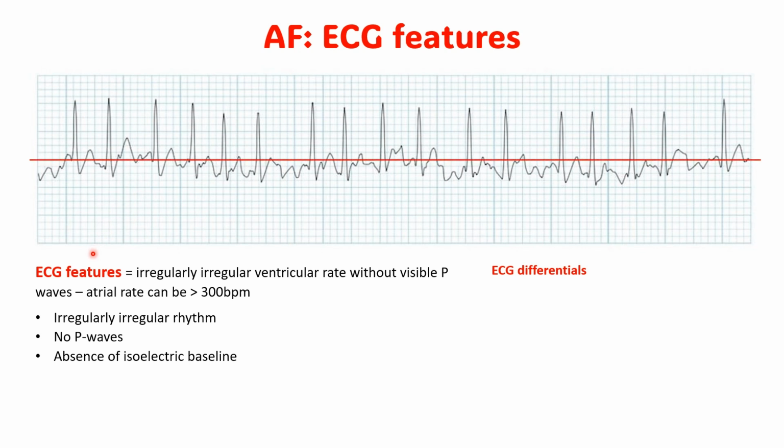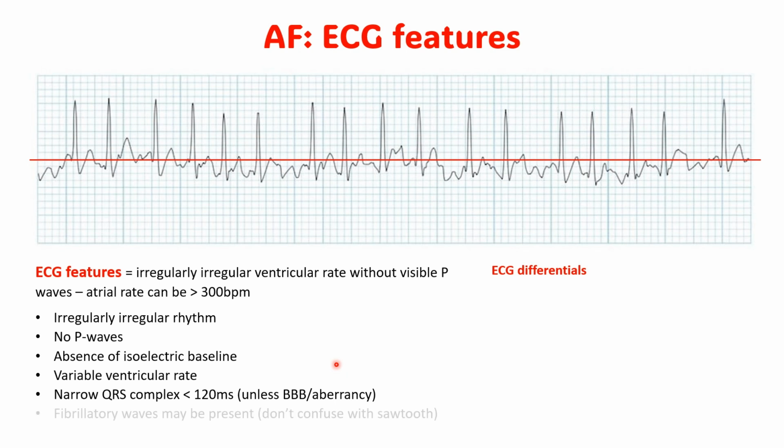And essentially it should follow this straight isoelectric baseline, which it doesn't. There's going to be a variable ventricular rate, as mentioned. Typically a narrow QRS complex, less than 120 milliseconds, unless there's also a concurrent bundle branch block. Sometimes this is called atrial fibrillation with aberrancy. And in that sense, you'd have a wider QRS complex because of the blockage in the conduction system. Therefore, ventricular contraction would take longer, hence why you have a widened QRS.